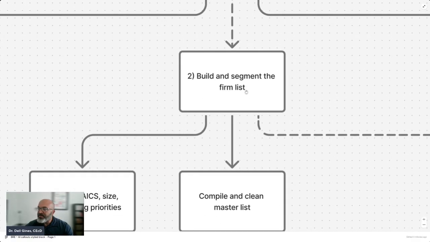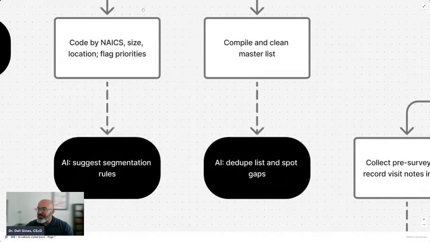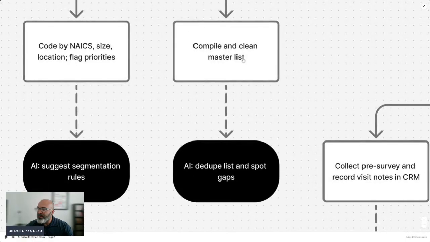Let's go to build and segment the firm list, and let's go to compile and clean master lists. AI can dedupe the list and spot gaps. You can upload your actual data set of your list. It can analyze and see, where are there gaps in the list? Are there duplicates? Do you have things that are maybe misspelled, things that are broken? Let's say you have the websites of these organizations. You can have it search to see if those websites are still up and the data is accurate. All of those different things can help you compile and clean.